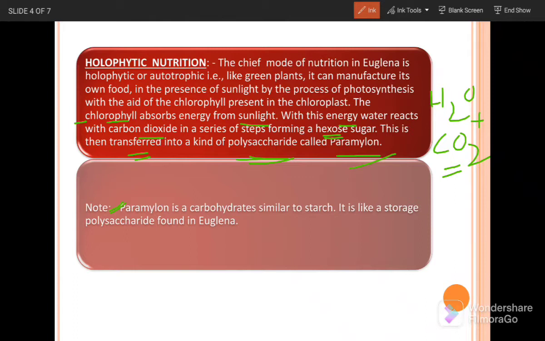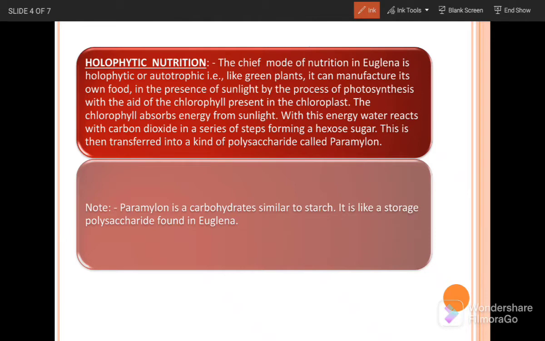What is its function? It is a storage polysaccharide found in Euglena. It stores food material, sugar. It functions to store. So it is like a storage polysaccharide, and this paramylon is found only in Euglena.